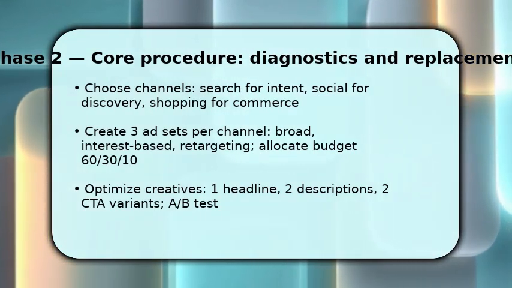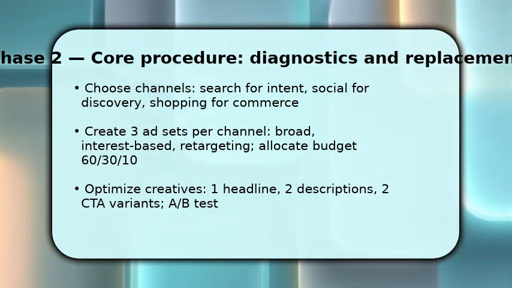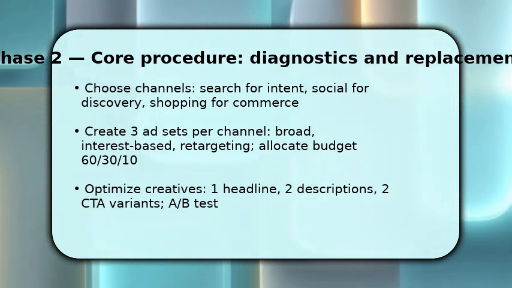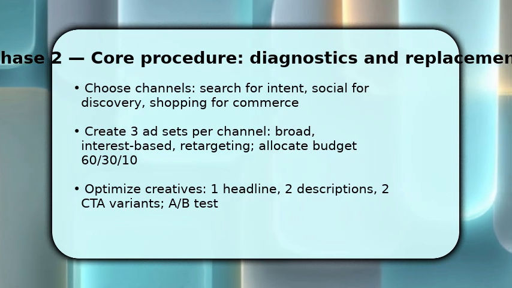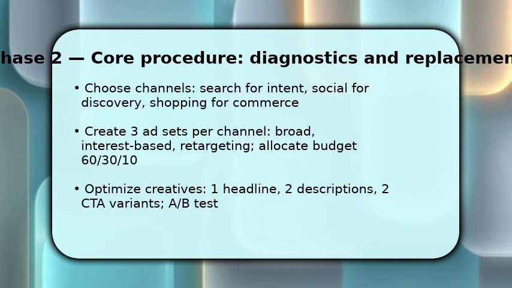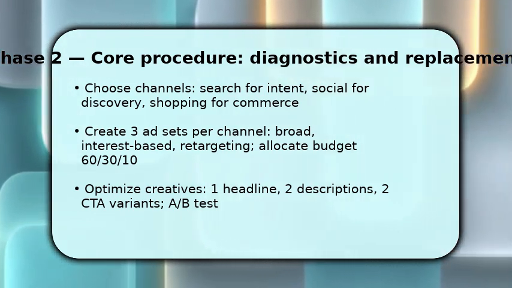You search for intent, social for discovery, and shopping for direct commerce. Create 3 ad sets per channel: broad, interest-based, and retargeting, and allocate budget 60/30/10 to learn quickly. Design creatives with 1 strong headline, 2 description variants, and 2 CTAs. Launch A/B tests to iterate.